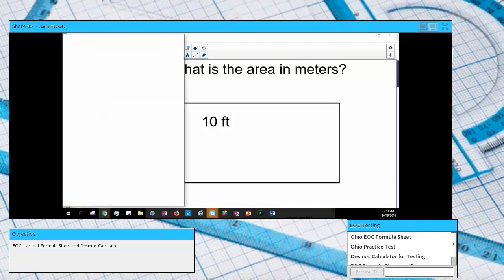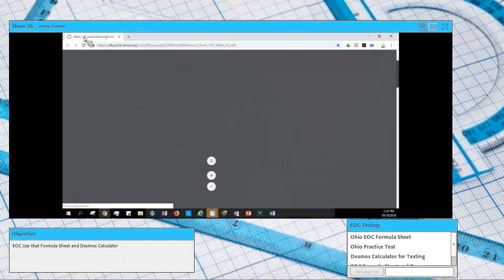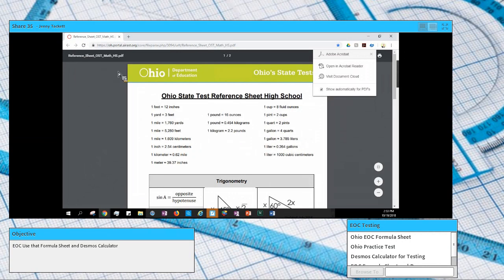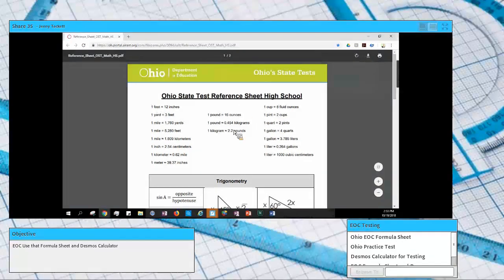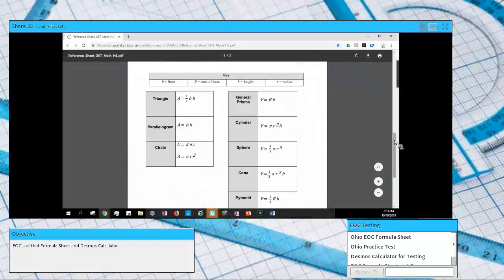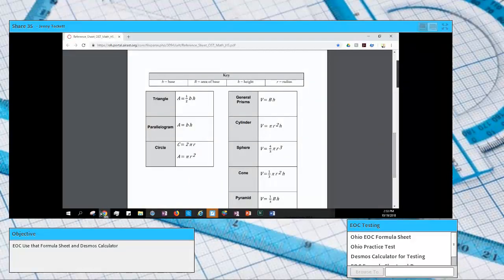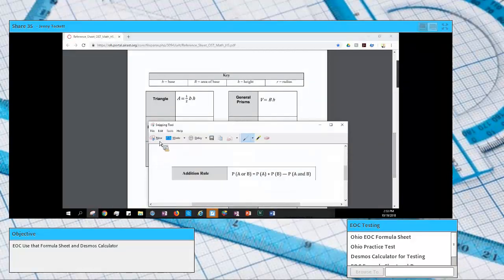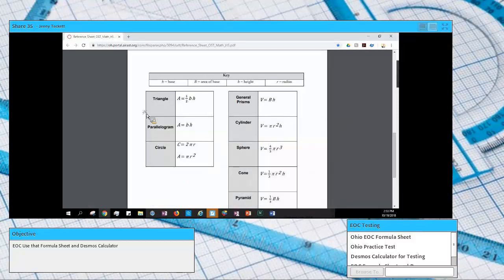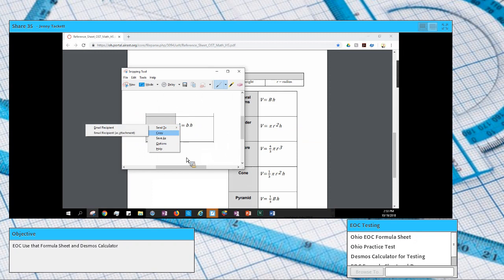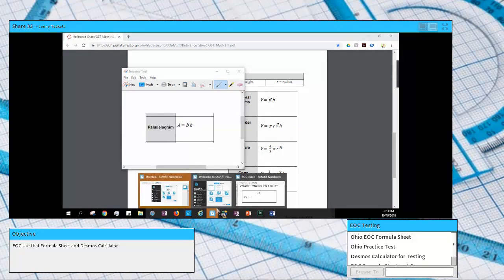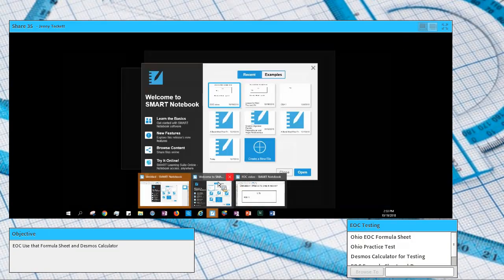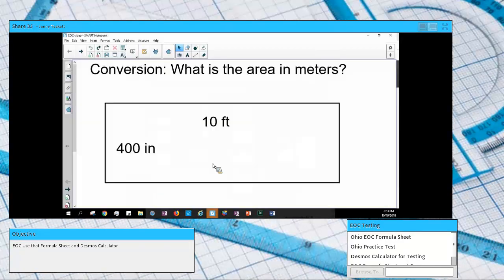You will have this both as a printed copy and as a handout. Notice the top section has conversions, and down here we get the area of a parallelogram. So we see that our shape in our problem fits that of a parallelogram relatively nearly, so I'm going to pull that formula out.